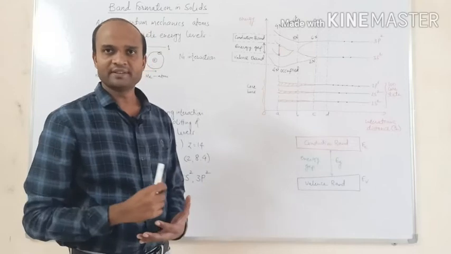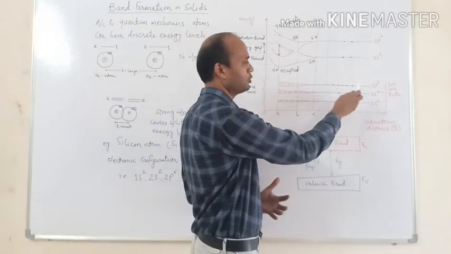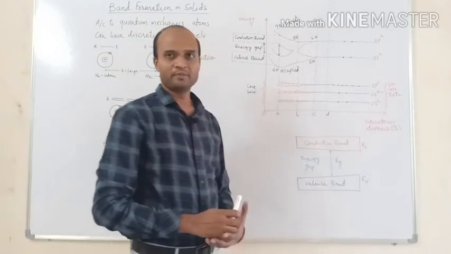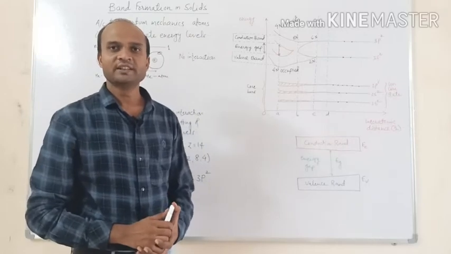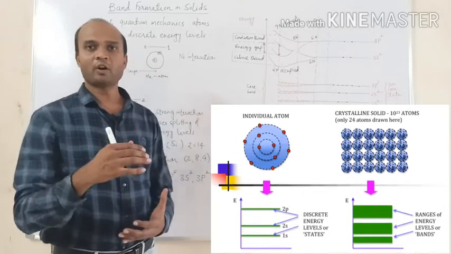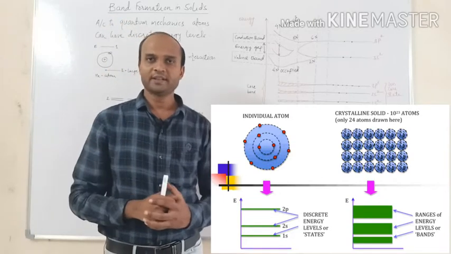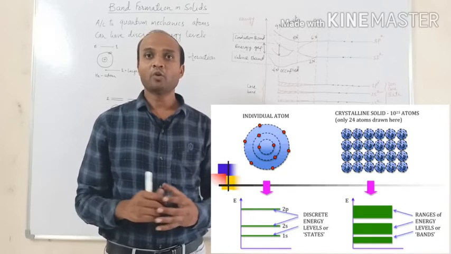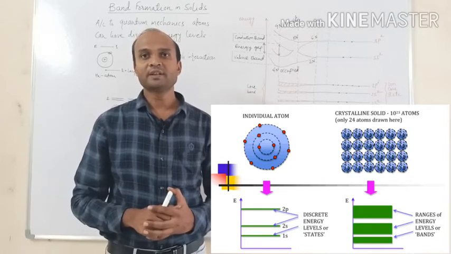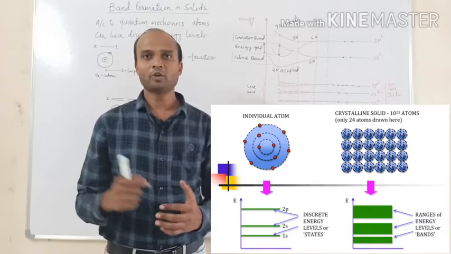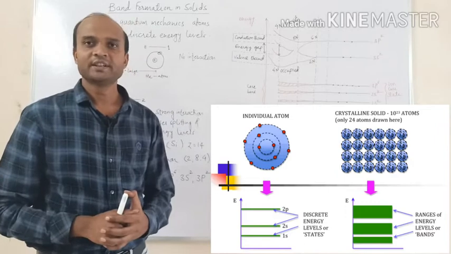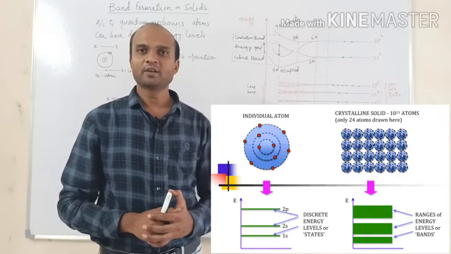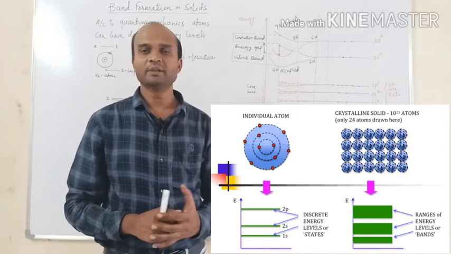Splitting of the inner bands, that is 1s, 2s, 2p, also takes place, but you can see that the splitting is very small. Why is the splitting small? Because these inner bands or inner orbits are shielded by the outer orbits, and that's why the interaction is maximum for the outermost orbit, and inner orbits are shielded or protected by the outer orbit, and that's why for inner orbits the interaction is very small. As the interaction is very small, the splitting of the orbits or energy levels will be very small.